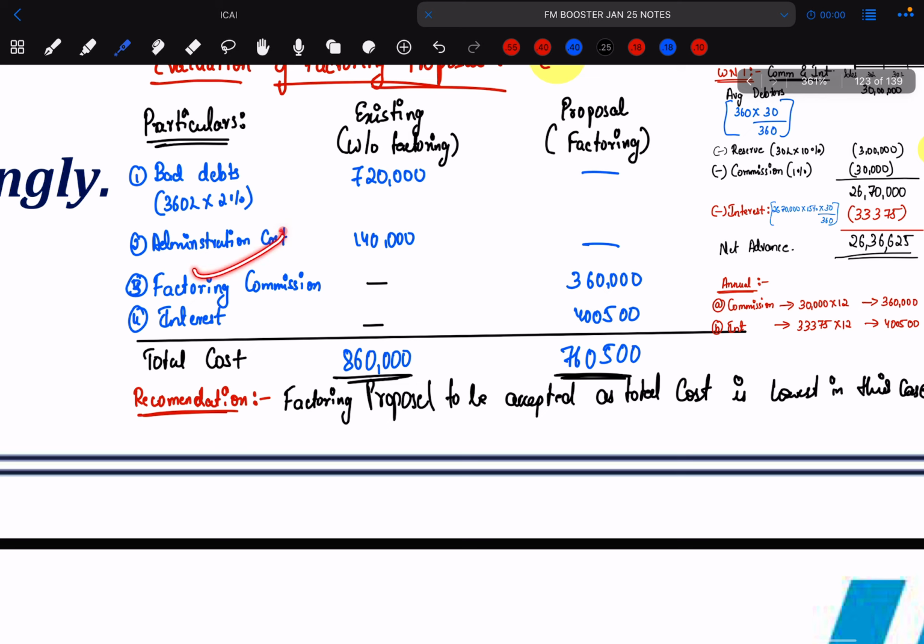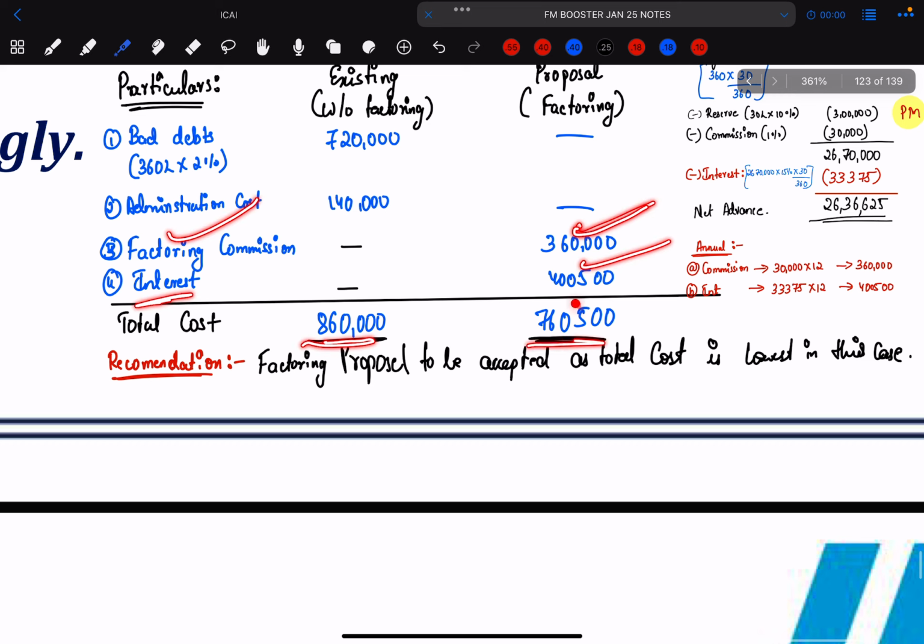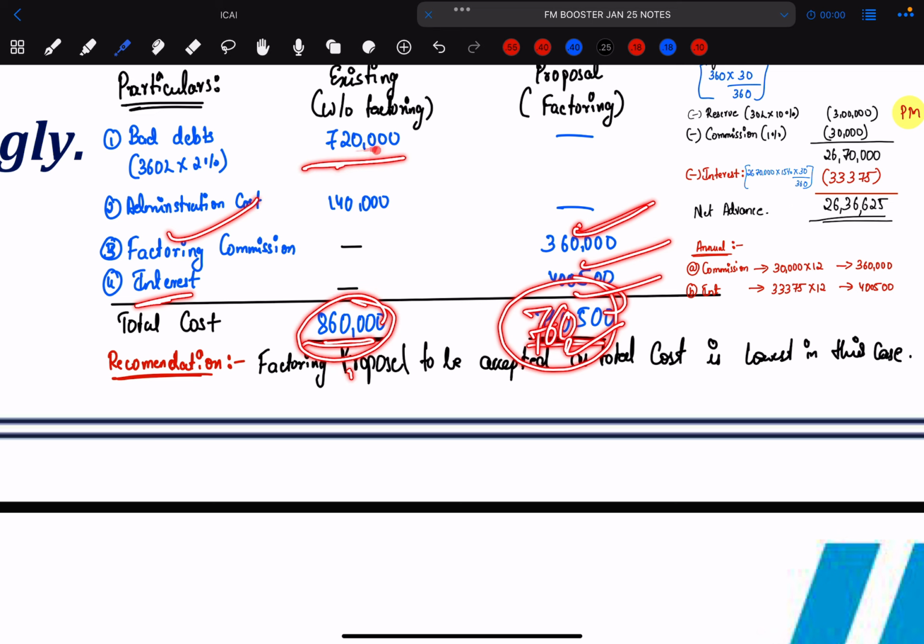In that case, factoring commission will be like, let us assume he'll take 3 lakh and he'll ask interest also. Okay, so take total cost. So in this case, if I go for factoring, in that case 7,60,000 I have to pay. But if I am not doing it, in that case bad debts will be 7,20,000, and administration, like to call them out, it will be around 1,40,000. So this is loss for us.